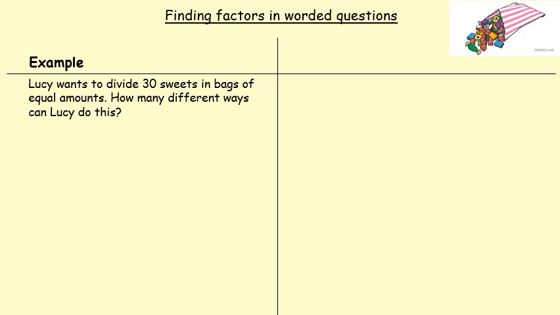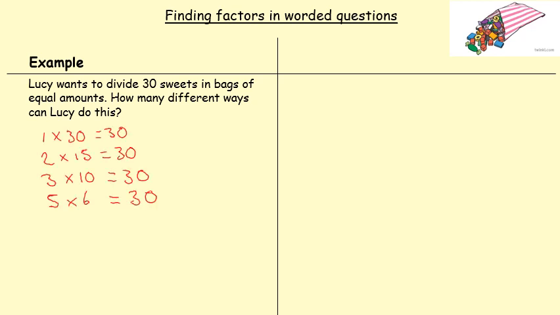Okay, so we're going to have a look at some worded questions, first of all with finding factors. In this example, Lucy wants to divide 30 sweets in bags of equal amounts, and we want to know how many different ways Lucy can do this. This question really is asking us to list all the factors of 30 and then count how many factors there are. So first of all, I'm going to list all the factors of 30.